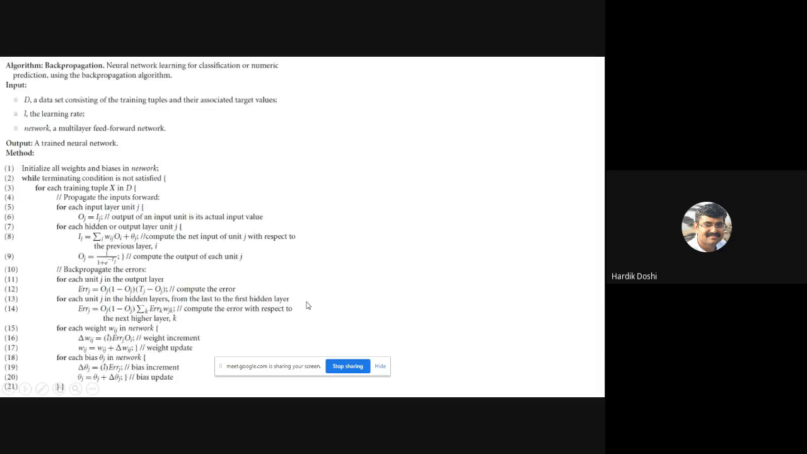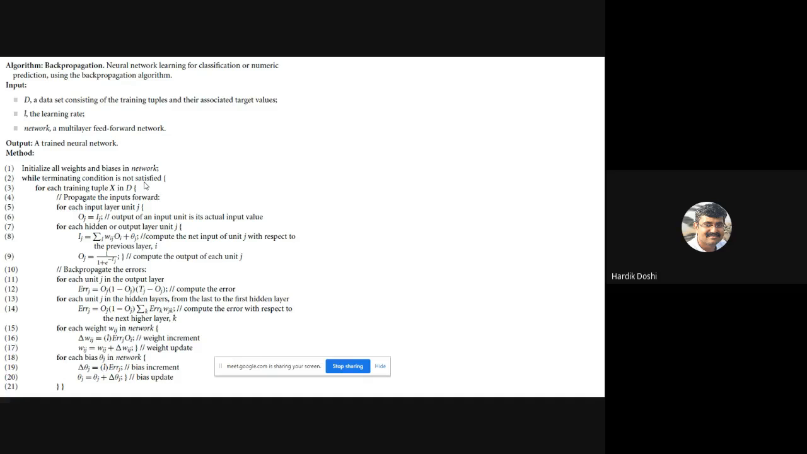See, this is the algorithm I took directly from the textbook. The algorithm starts with: while terminating condition is not satisfied. See, what is the terminating condition? Till I don't get my satisfied output, till I don't get my actual output. But sometimes it may happen that I do not get the desired output at all.